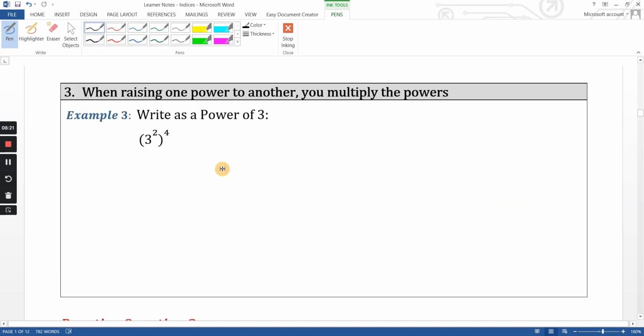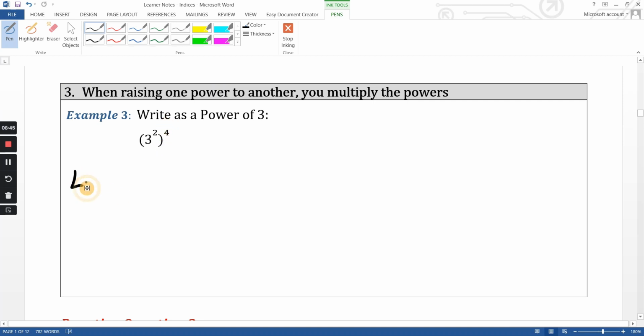Rule number 3, when raising one power to another, you multiply the powers. So for example, write as a power of 3, 3 squared, and you've got that in brackets, and on the outside you've got power 4. So when you raise a power to another, this means you're multiplying the powers.